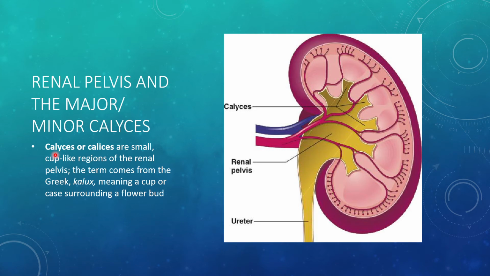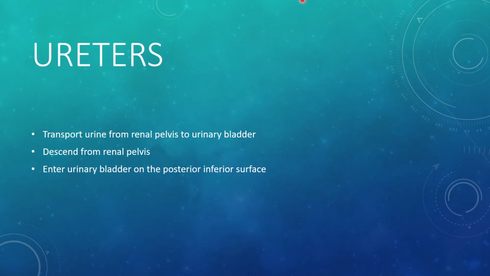and the formed urine then travels down the ureters to the urinary bladder. Calyces, spelled with a Y or an I, are small cup-like regions of the renal pelvis. The term comes from the Greek calyx, meaning a cup or case surrounding a flower bud. The ureters themselves, one for each kidney, transport urine from the renal pelvis to the urinary bladder.